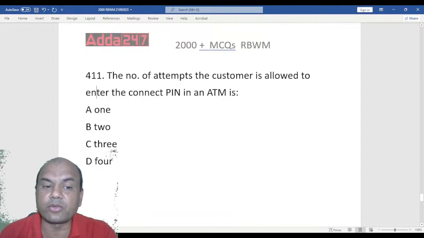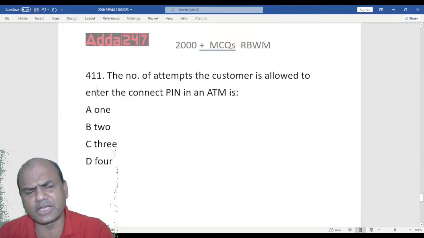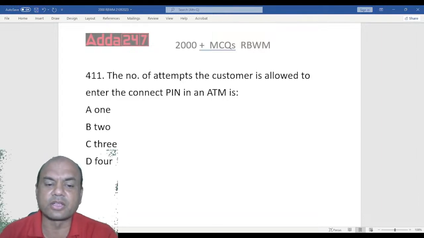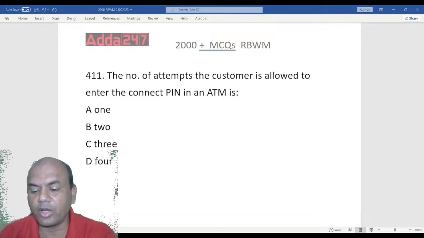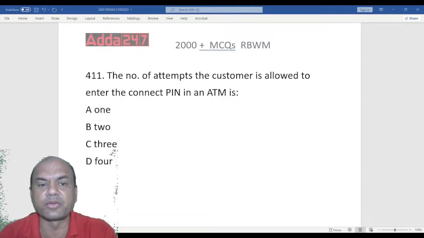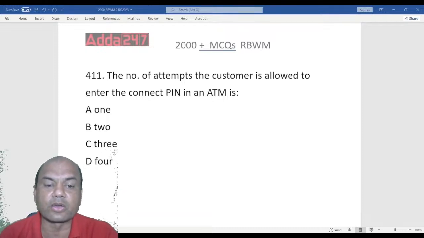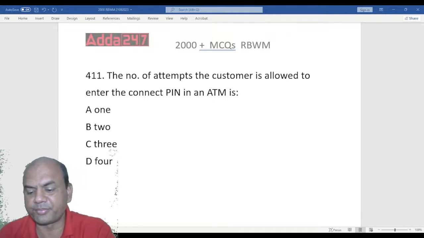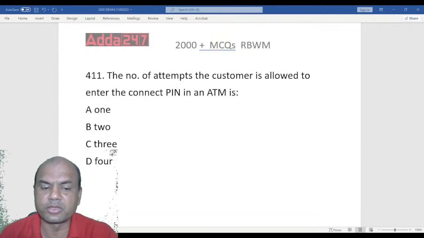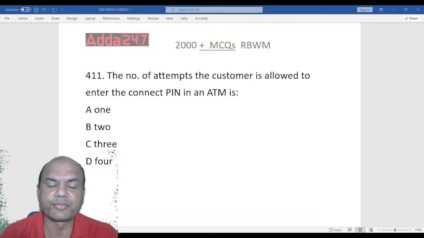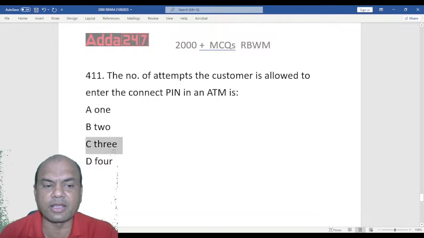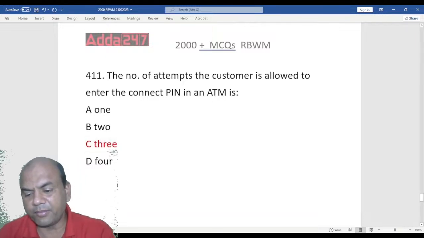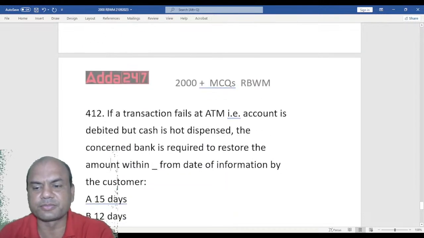How many times can you enter the wrong PIN? That is the basic question, isn't it? So, number of attempts. How many times does this ATM allow you to enter the wrong PIN? 1, 2, 3, 4. Correct. 3. Okay. 3. Next one.